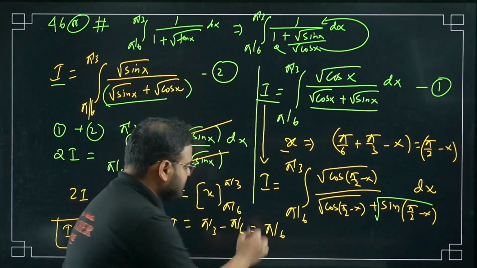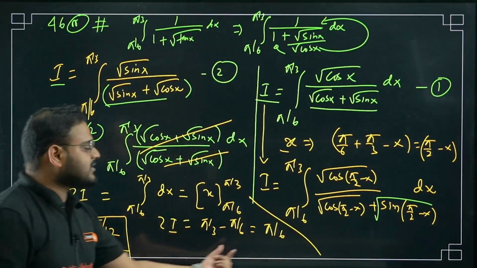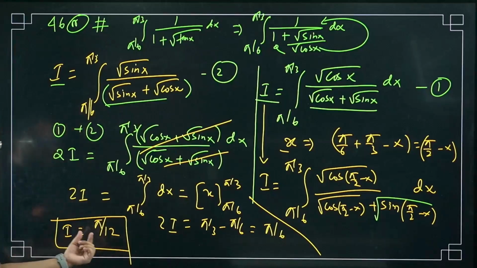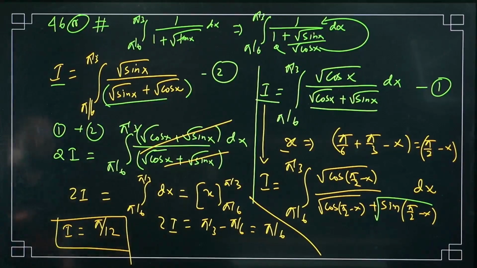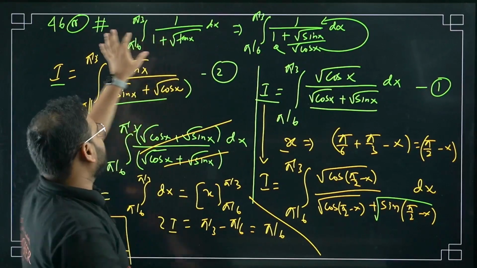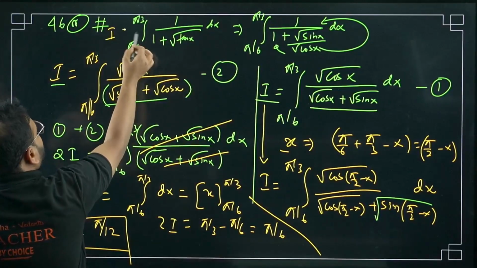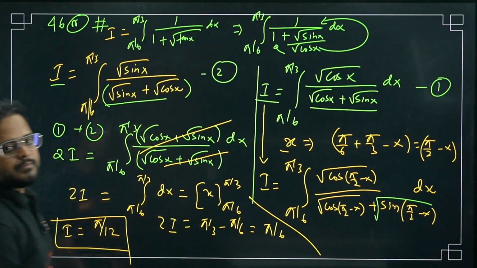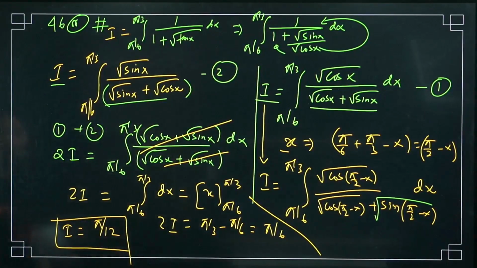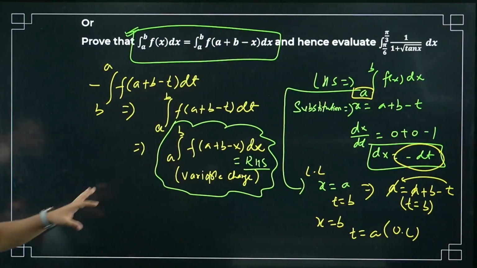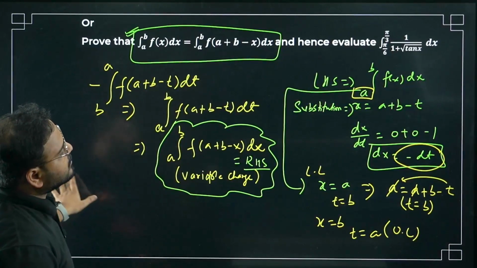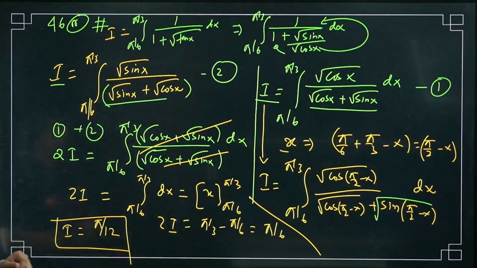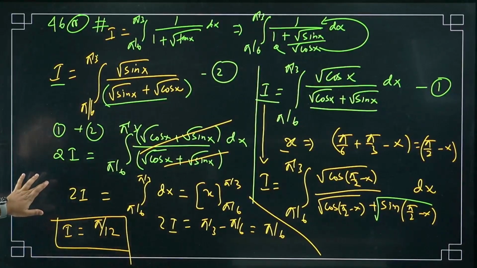2I is pi by 6, have a look. It means I is nothing but pi by 12. What value am I asking for? The I value. Let's call this I of cos. Have a look. Is this clear? Excellent question. The question was given over here based on this property. I hope you understood now.